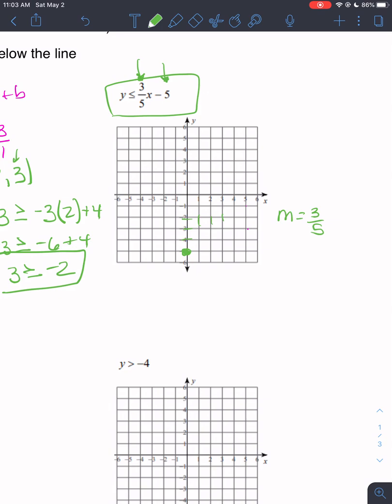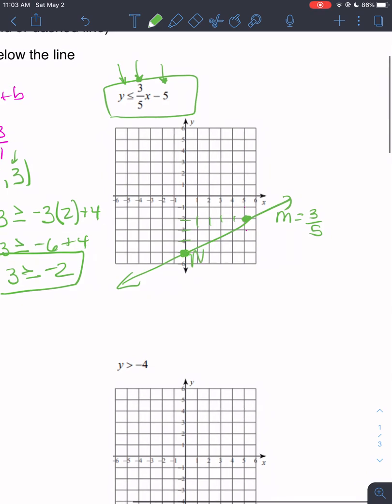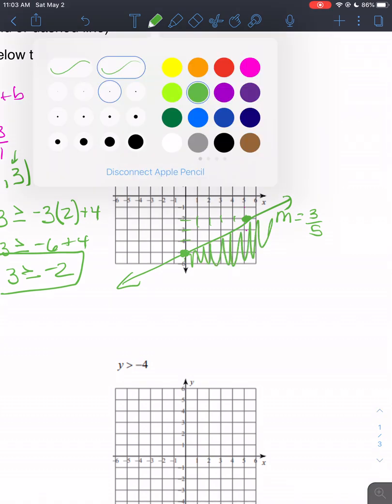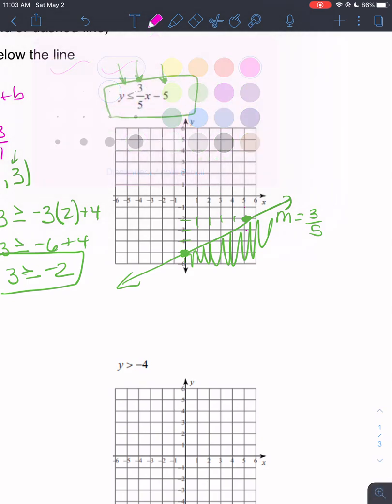1, 2, 3, 4, 5. We're going to sketch that line in. And this time we want it less than or equal to the line. So less than means we're going to shade down. So again, let's go ahead and choose a point in the shaded region and make sure it works. Let's say go over 5 and down 1, 2, 3, 4. How about over 5, down 4?